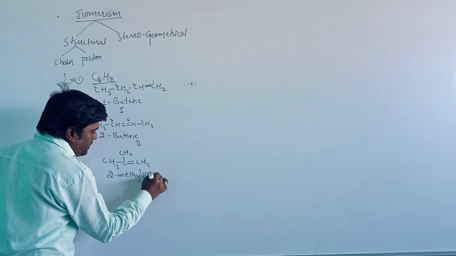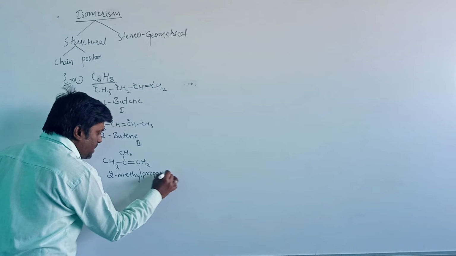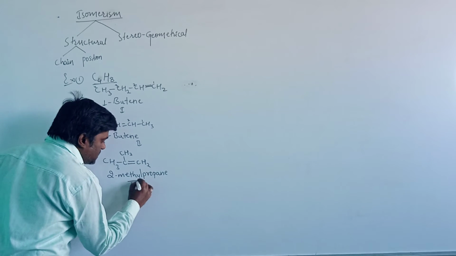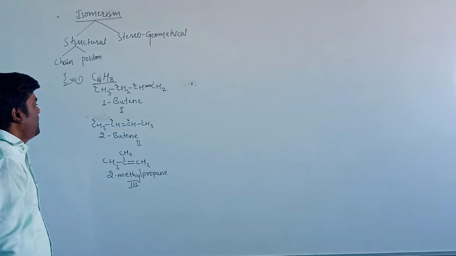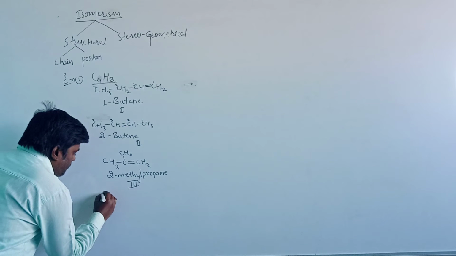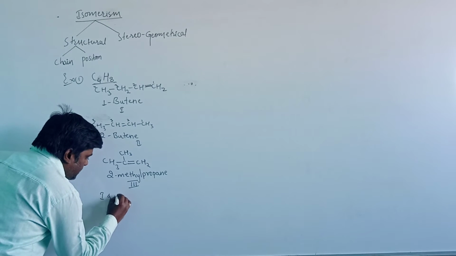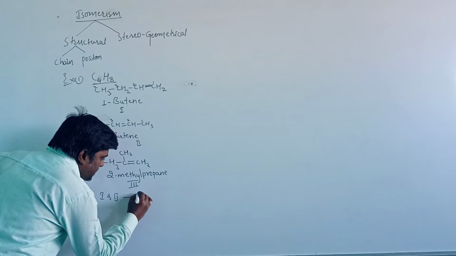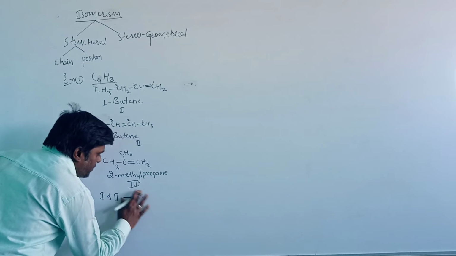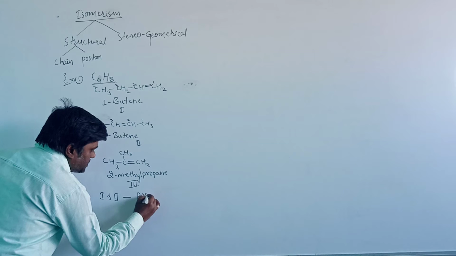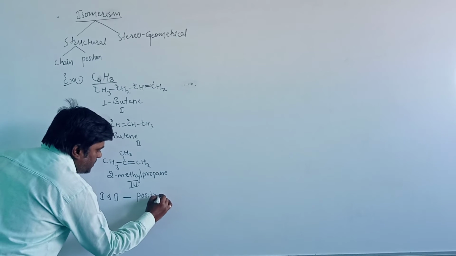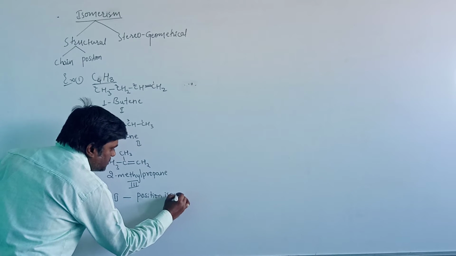2-methylpropane is the name for this compound. Consider this one as the third structure. When we compare the first and second, these are the chain isomers. These are the position isomers. These two are the position isomers.